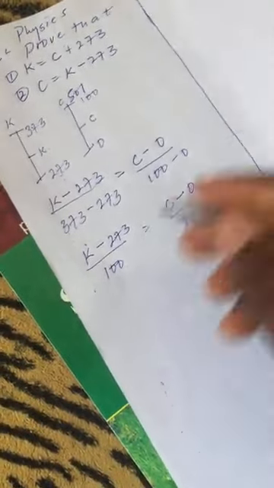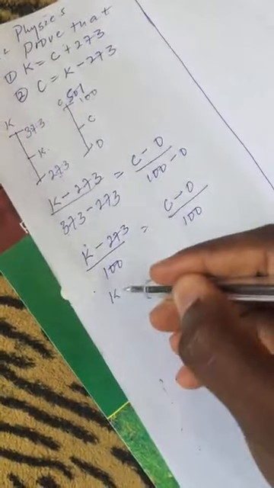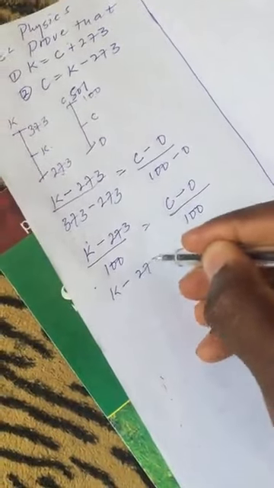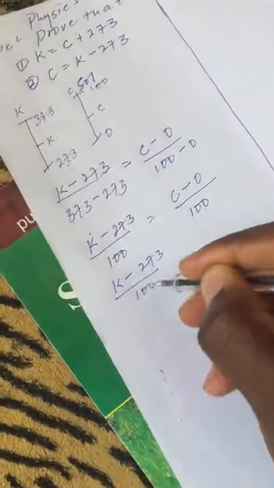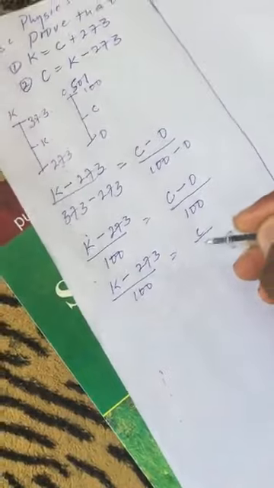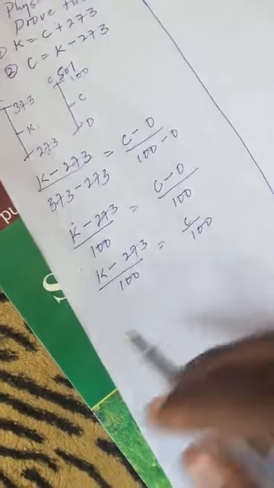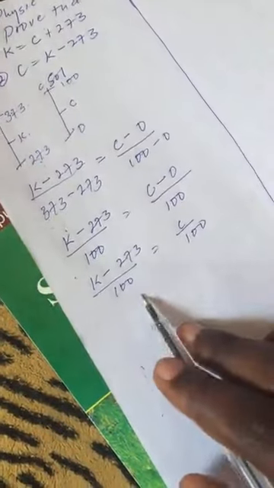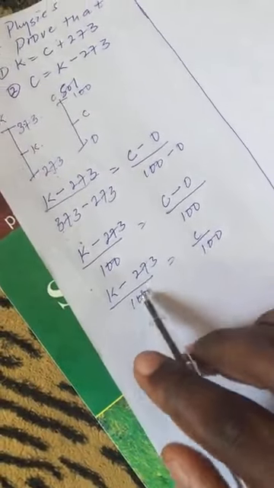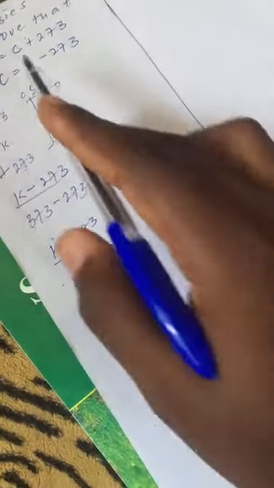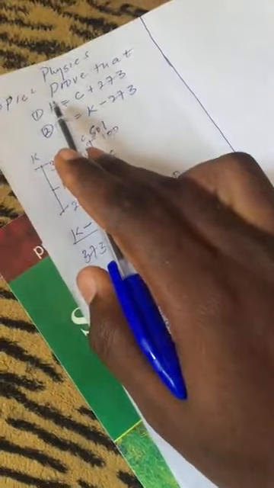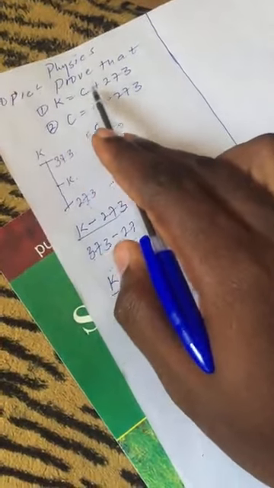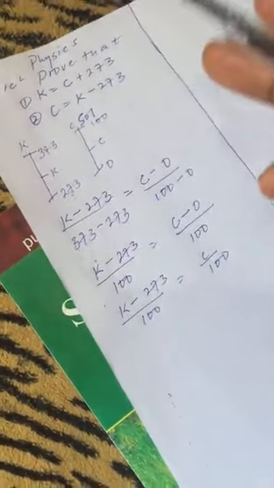Now you can rewrite this to become k minus 273 over 100 is equal to C over 100. So we are able to reduce this point from this point to this. Hope you understand how we came about this. Then we are looking for k. We are looking at k equals C plus 273. Don't forget that's our focus.